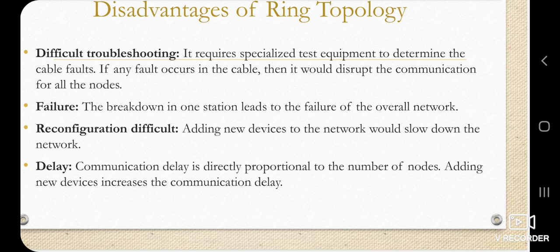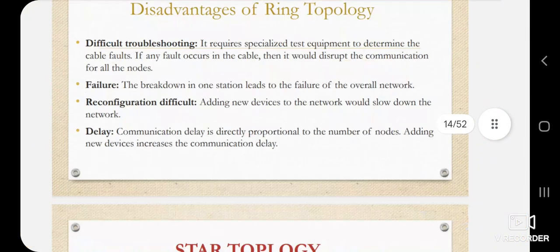Failure. The breakdown in one station leads to the failure of the overall network. Reconfiguration difficult. Adding new devices to the network would slow down the network. Delay. Communication delay is directly proportional to the number of nodes. Adding new devices increases the communication delay.